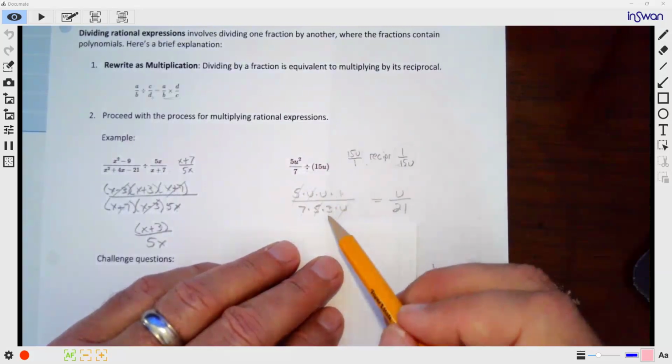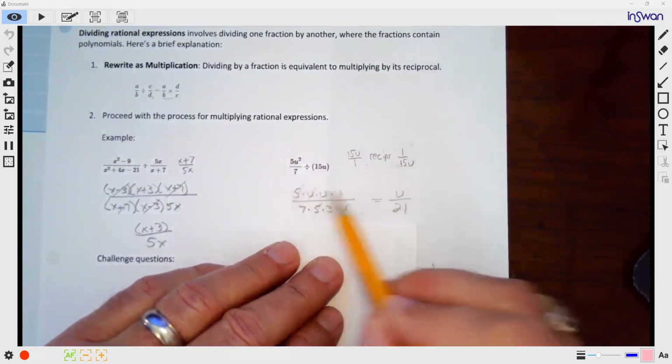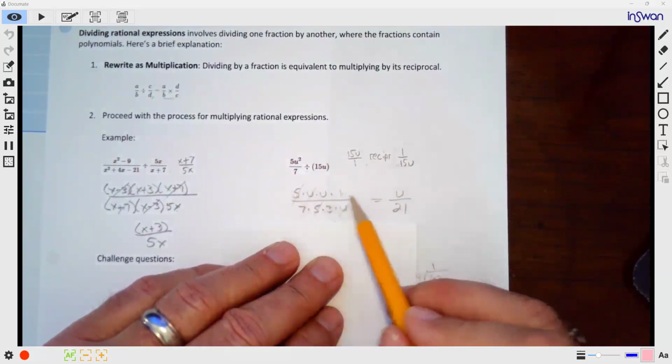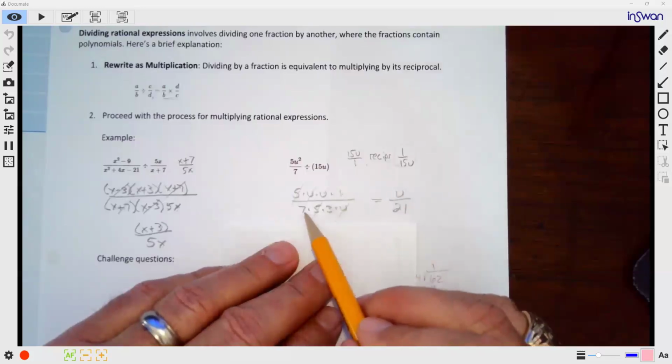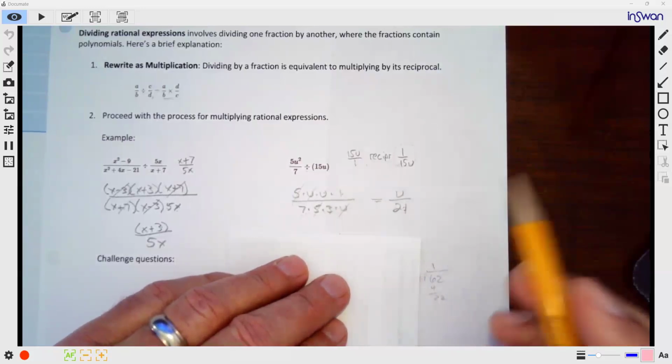One you don't worry about. And then you have the 7 that has no matching factor and a 3 with no matching factor. So what's left on top is a u. On the bottom, the 7 times 3 is 21. There would be the simplification.